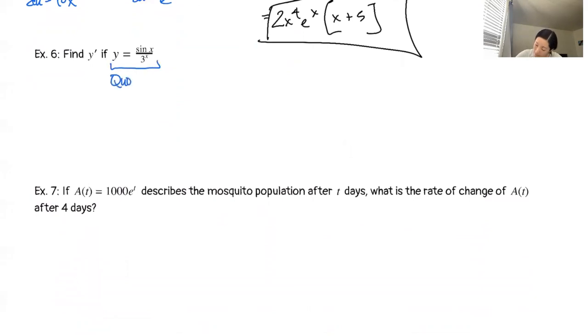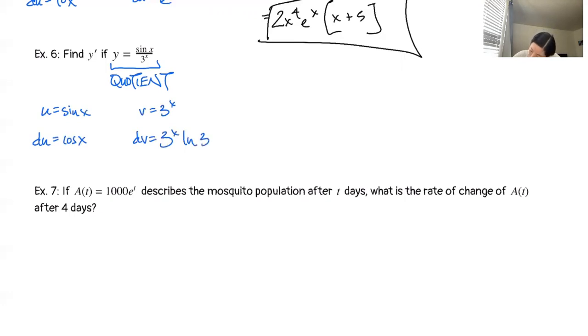So we're going to go ahead and set that up. u equals sine x, v equals 3 to the x. That means du equals cosine x and dv equals 3 to the x natural log 3. So I've got to remember that natural log of 3, especially when that base is not equal to e.